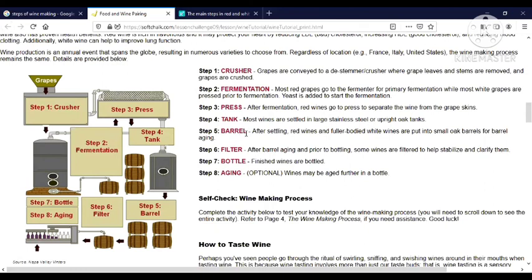Number 5, the barrels. After settling, the red wine and fuller-bodied white wine are put into small oak barrels for barrel aging. Filtering: after barrel aging, prior to bottling, some wines are filtered to help stabilize and clarify them. Step 7, bottle finish, wines are bottled. Step 8, aging, optional: wine may be aged further in the bottle.